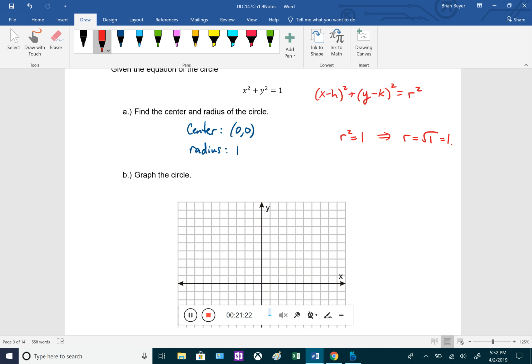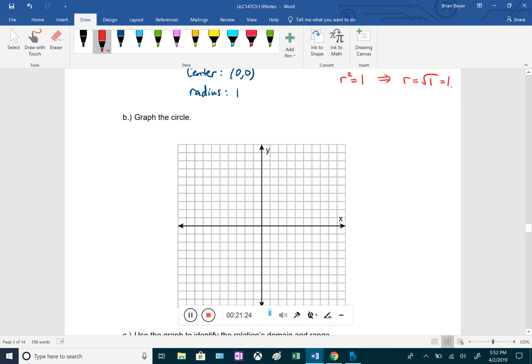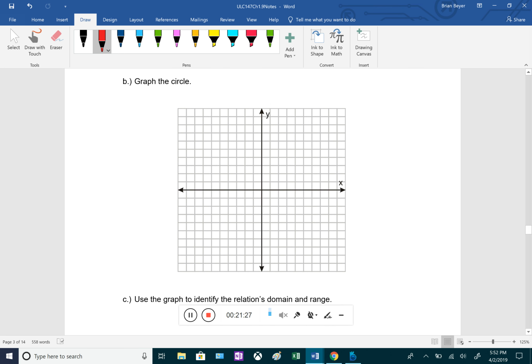Okay, so graphing this, 0, 0 at the center, radius of 1. So center here, radius of 1. So 1 to the right, 1 left, 1 up, 1 down, and we connect it. And it looks like that. So that little dinky circle in the middle.